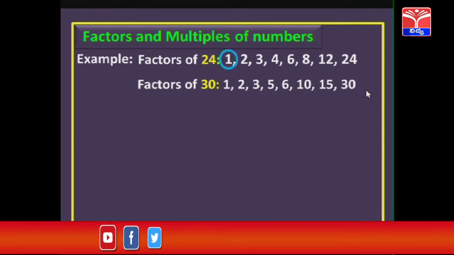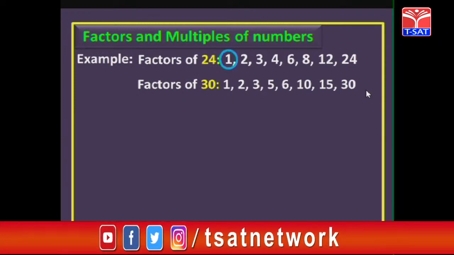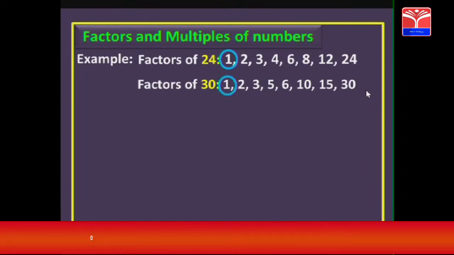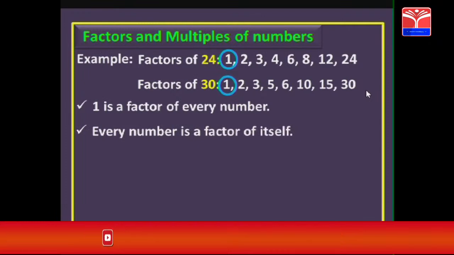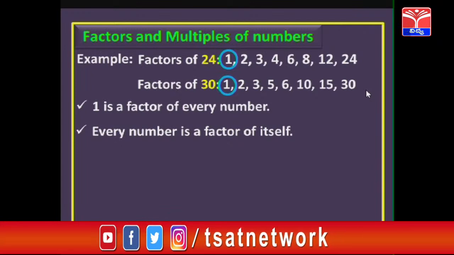Not only that, if you notice, in the factors of 24, we have 1 and in factors of 30, we have 1. So, if you consider factors of any other number also, 1 is a factor of every number. Not only that, every number is a factor of itself, that is 24 is a factor of 24, 30 is a factor of 30. If you consider say 100, a factor of 100 will be 100 itself.